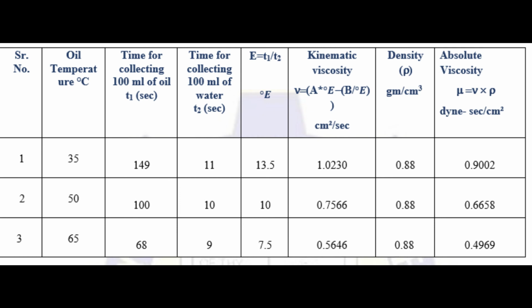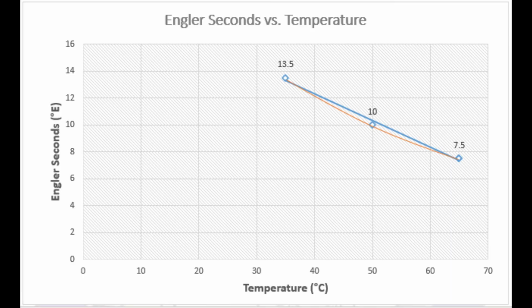Observation and calculations. Here we have the calculations of angular viscometer. Here we have a graph between angular second versus temperature. As the temperature increases, the angular second decreases.